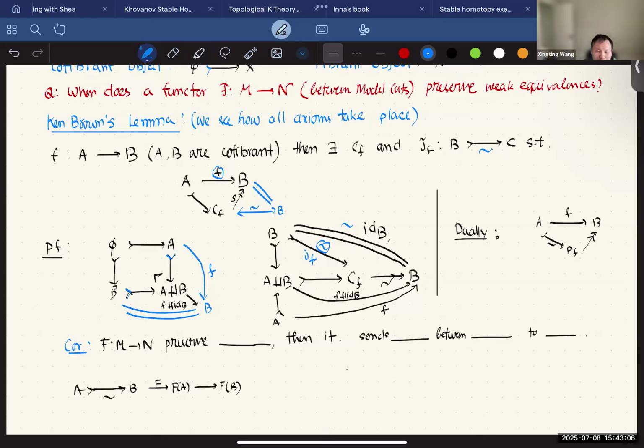Why do you have a map from the pushout to CF? Why do I have a map from the pushout to CF? This is by the factorization axiom of any maps. They can be factored by a cofibration and a trivial fibration, right? So this coproduct of A and B to B, this map can be factored through some object that I'm calling CF.